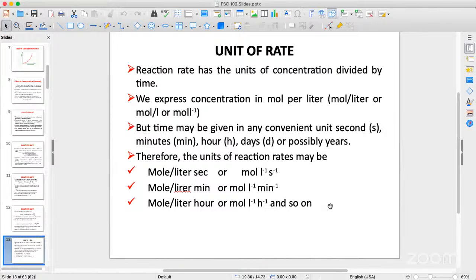Now, we already spoke about the unit of rate of reaction.